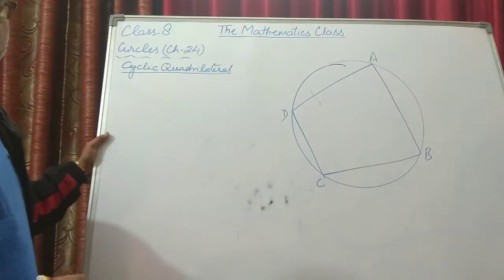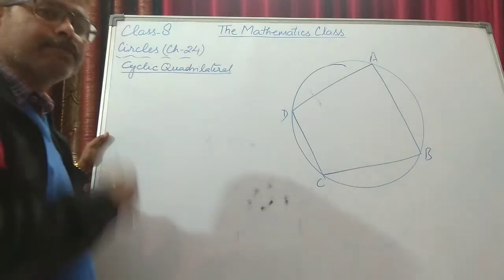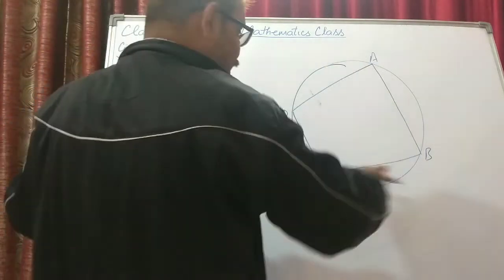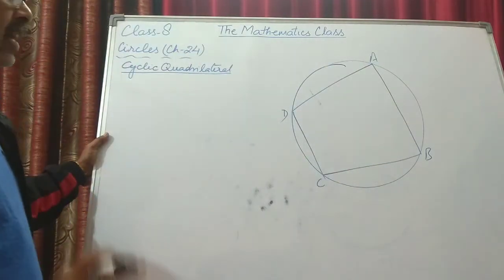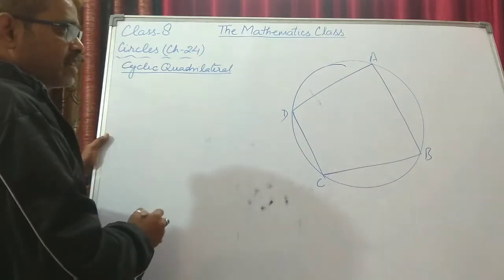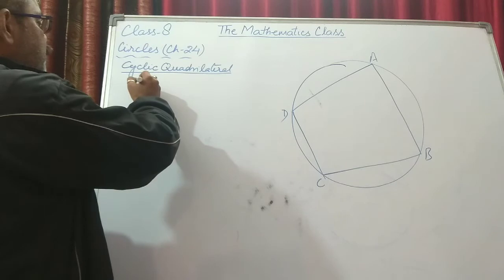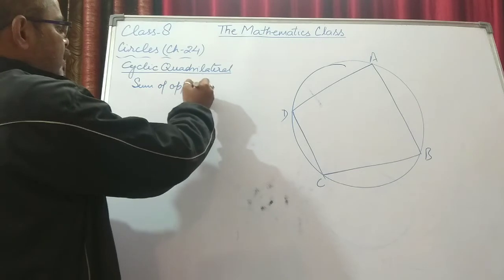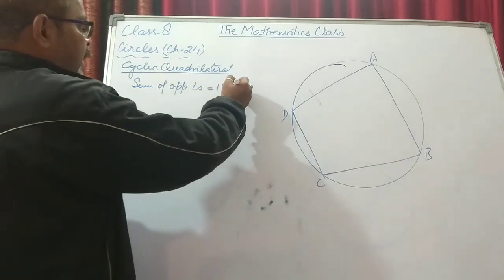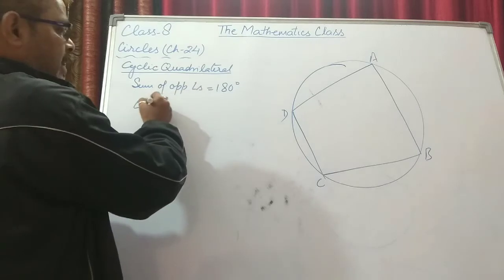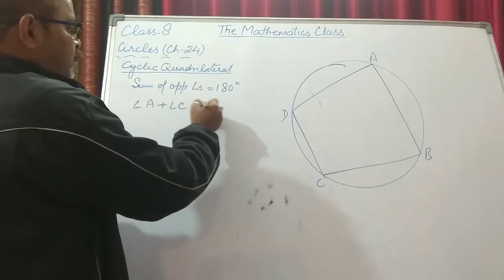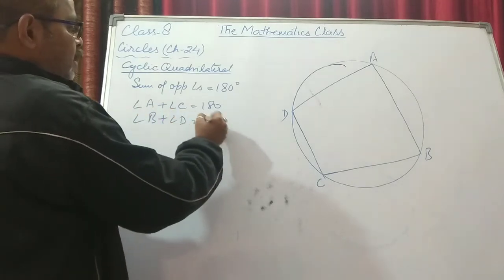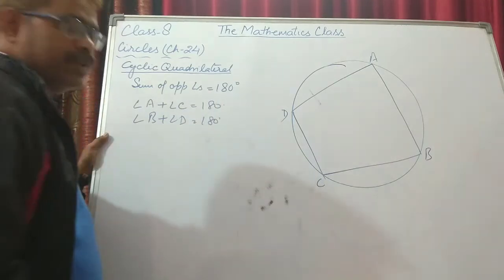Means if all the four vertices of a quadrilateral lie on the circumference of a circle, it is known as a cyclic quadrilateral. Now the property of a cyclic quadrilateral is that the sum of opposite angles is always 180 degrees. Means in this particular diagram, angle A plus angle C will be 180 and angle B plus angle D will be 180 degrees. So this we need to remember.